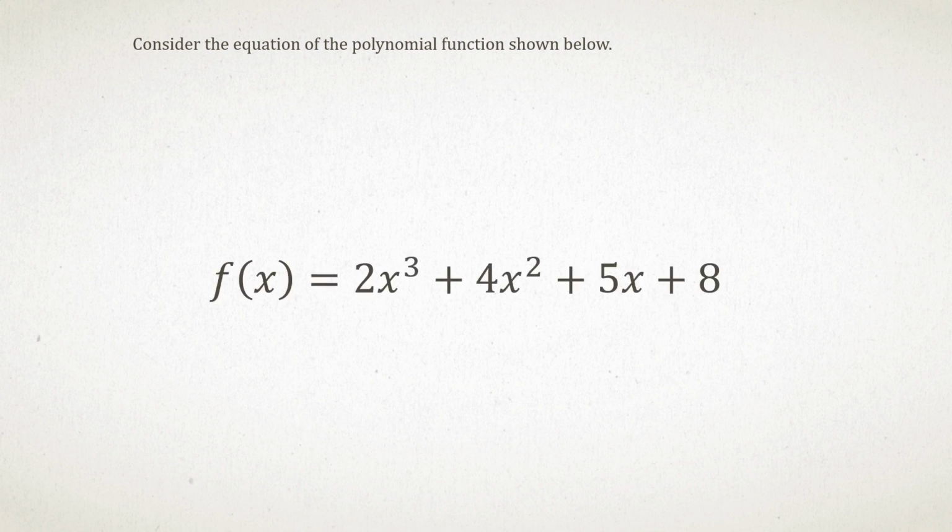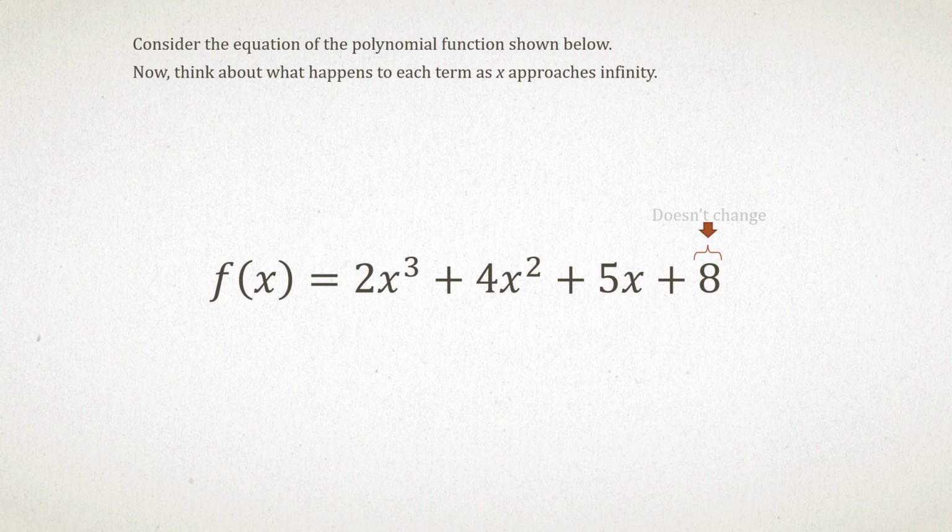Consider the equation of the polynomial function that we have here, f of x equals 2x cubed plus 4x squared plus 5x plus 8. Let's think about what happens to each term of this function as x gets bigger and bigger and bigger. That is, as x approaches infinity. And we'll start with the last term there, the 8. What happens to that term, 8, as x gets bigger and bigger and bigger? Well, nothing happens because it's just 8. There is no x with it. It's just a constant. So it doesn't change as x gets bigger and bigger and bigger.